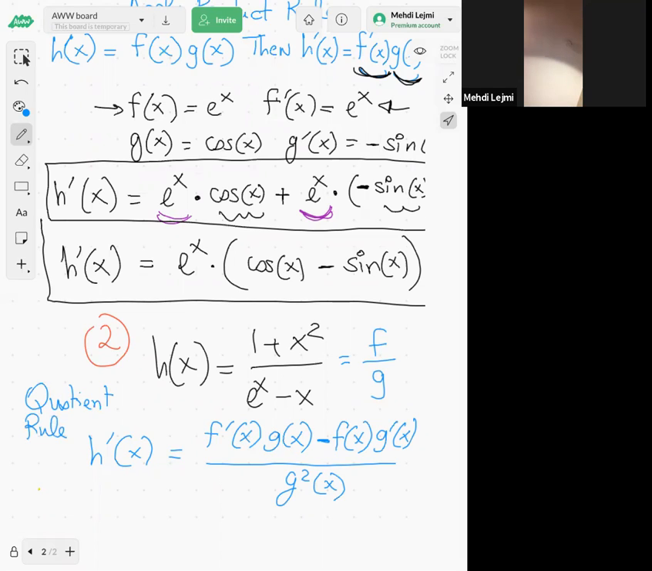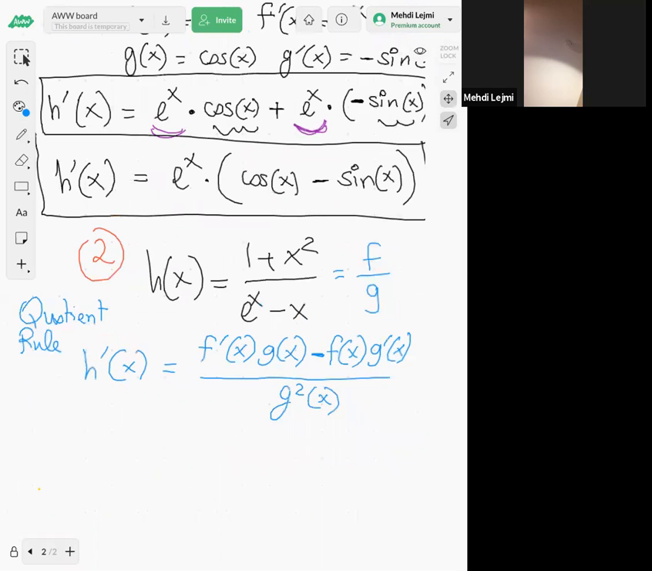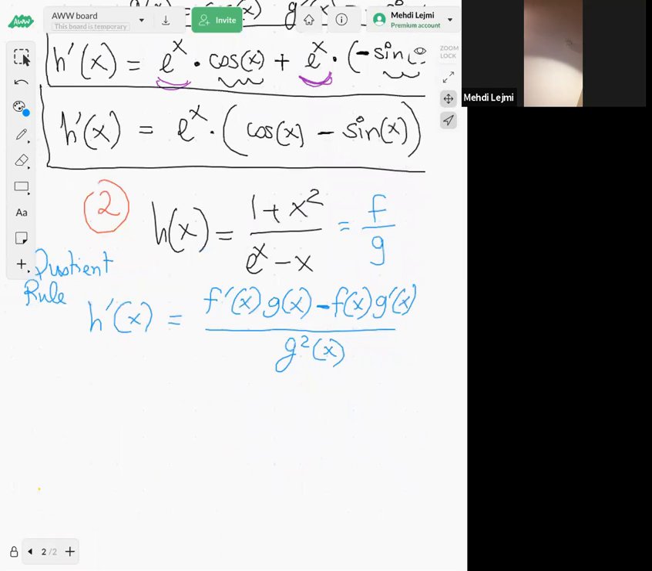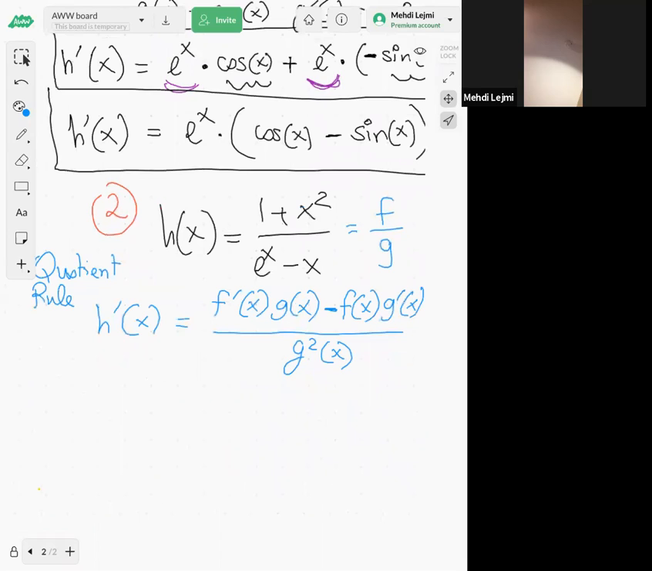All right, so now all I have to do is to compute f prime, g prime, and then plug everything into the formula, right? So what's f prime? Well, f of x.